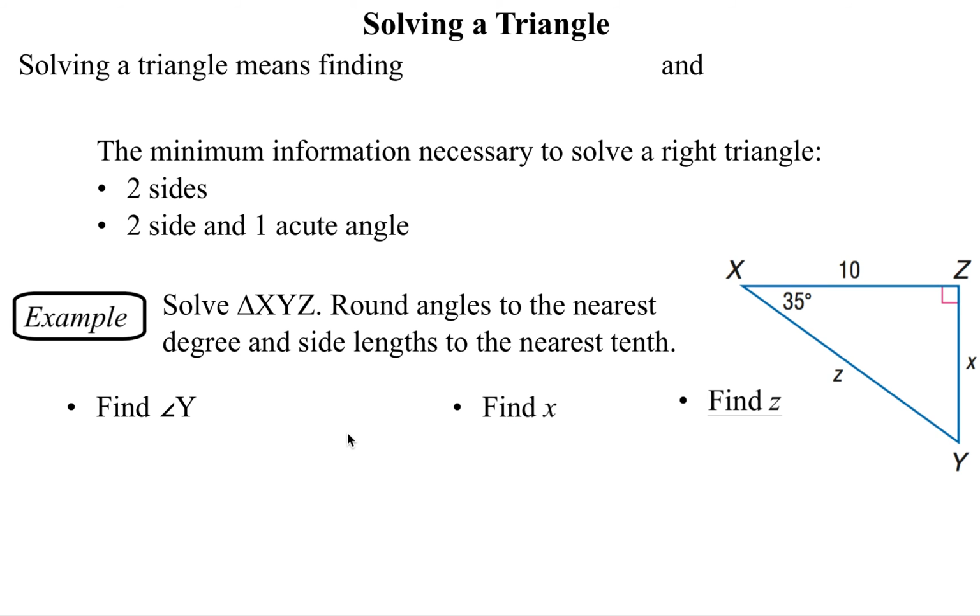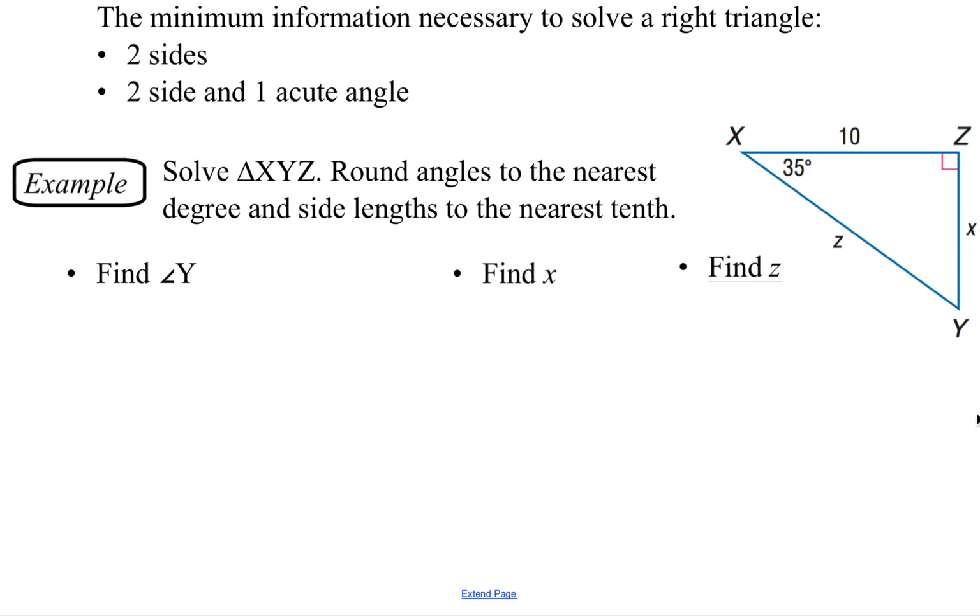So in our last video, I mentioned that we would be solving triangles. When we talk about solving a triangle, what we mean is that we are looking to find the lengths of all of the sides and the measures of all of the angles in the triangle. The minimum amount of information that you need to solve a triangle is at least 2 side lengths, or you could have 2 sides and one of the acute angles. As long as you have that minimum amount of information, you can solve the triangle. So let's jump in and see what that looks like.